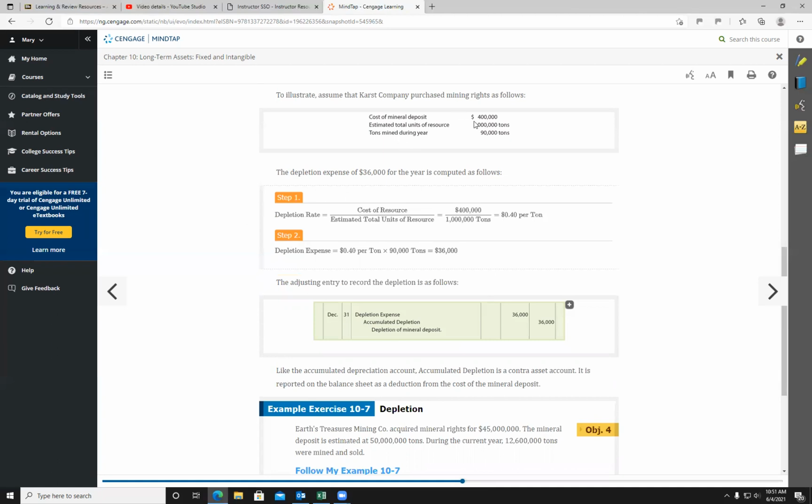The cost of the mineral deposit is your asset. So on your balance sheet, you would show the mineral deposit of $400,000 as an asset, and then the accumulated depletion contra asset of $36,000 would show to reduce the value of that asset, just like you do on machinery and equipment.